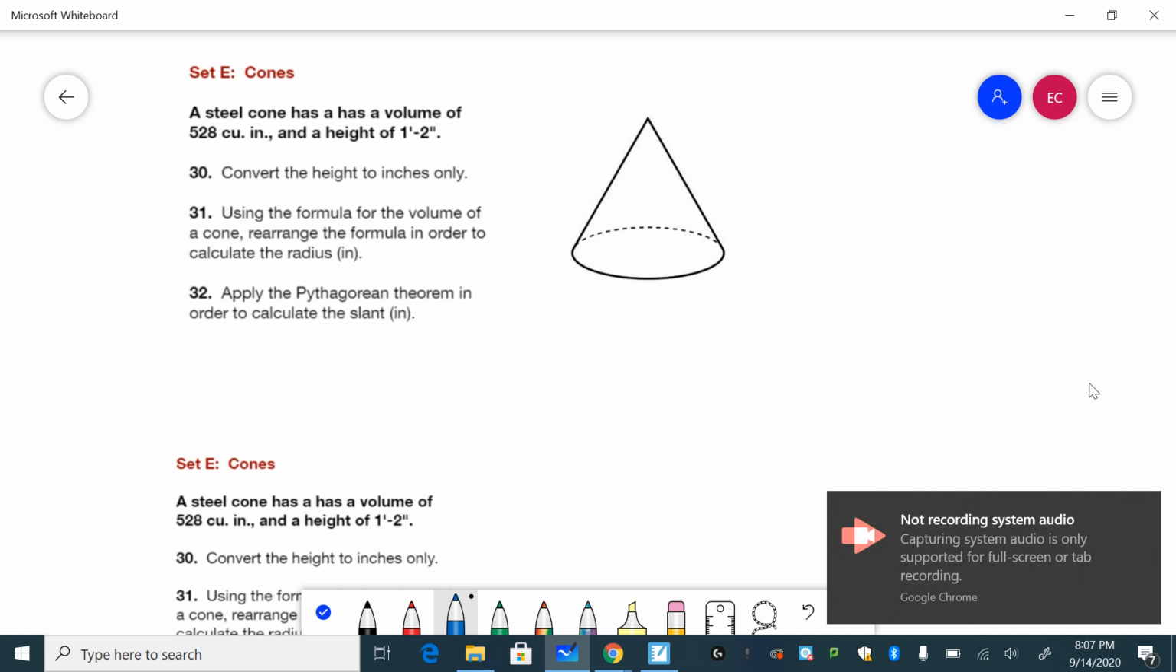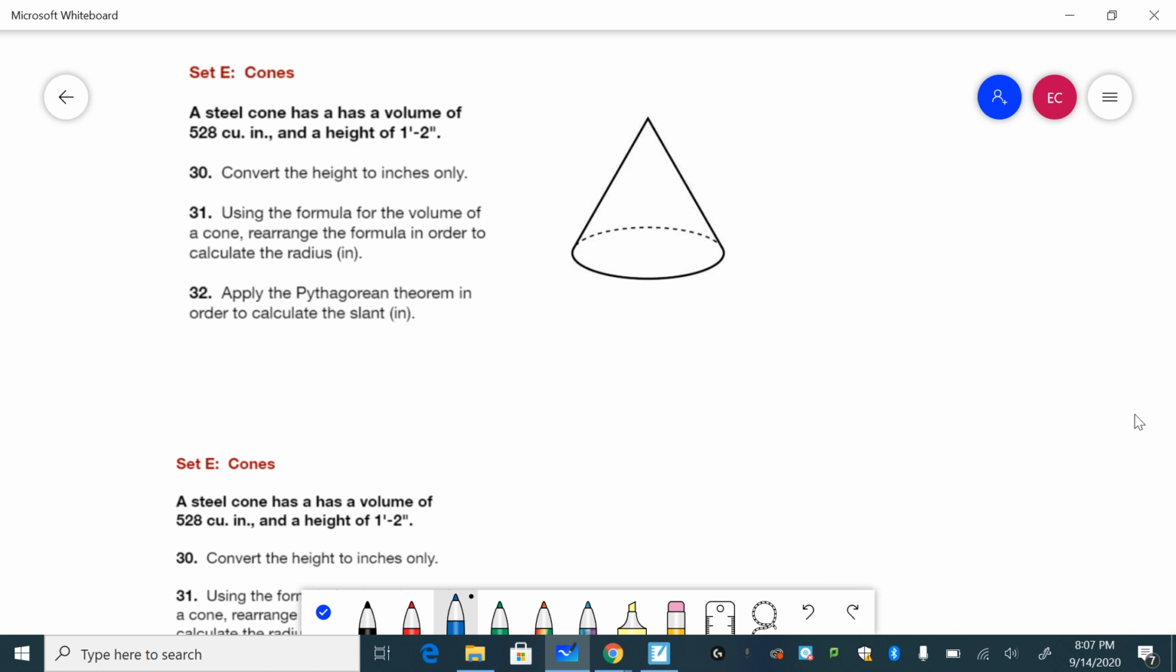Okay, so we have a steel cone here, and let's look at this. The volume of the steel cone is 528 inches cubed, and the height of the cone is 1 foot 2 inches. So that's this part right here. So it says convert the height to inches only.